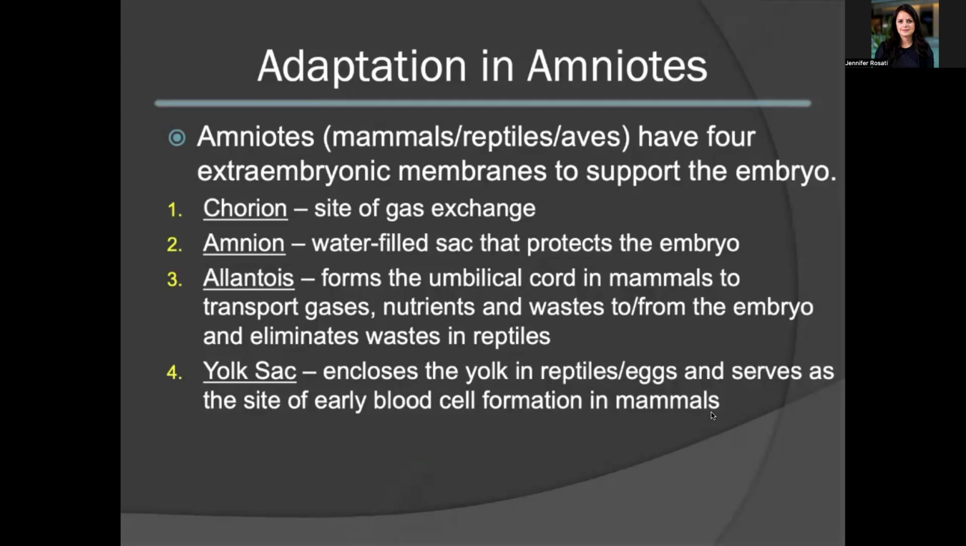These extraembryonic membranes include the chorion, which is the site for gas exchange, the amnion, which is a water-filled sac that protects the embryo, the allantois, which will form the umbilical cord in mammals to help transport gases, nutrients, and wastes to and from the embryo, and it will eliminate waste in reptiles. And finally, the yolk sac. The yolk sac will enclose the yolk in reptiles and eggs, and also serves as the site for early blood cell formation in mammals.